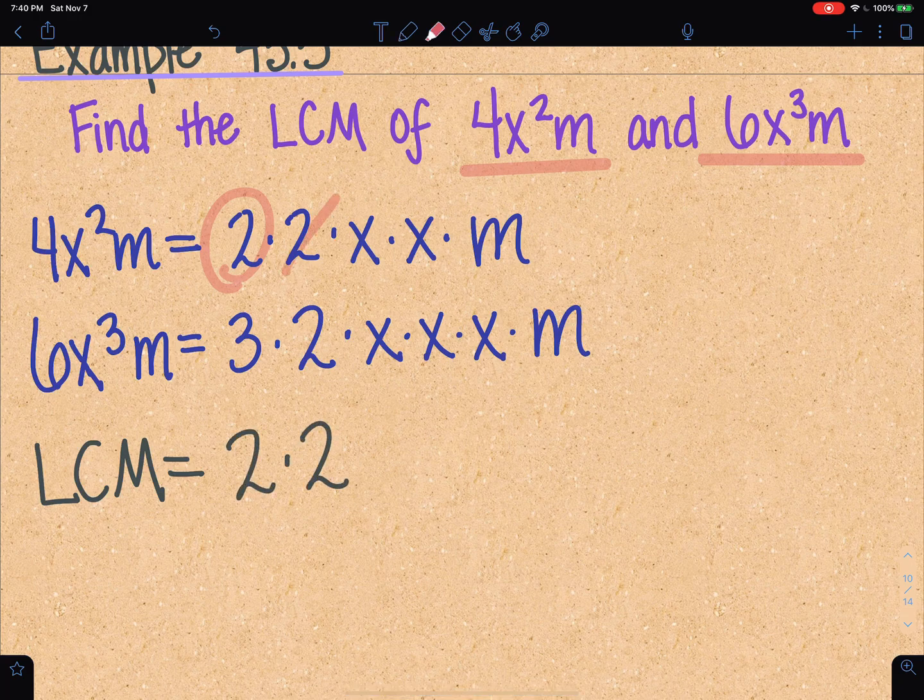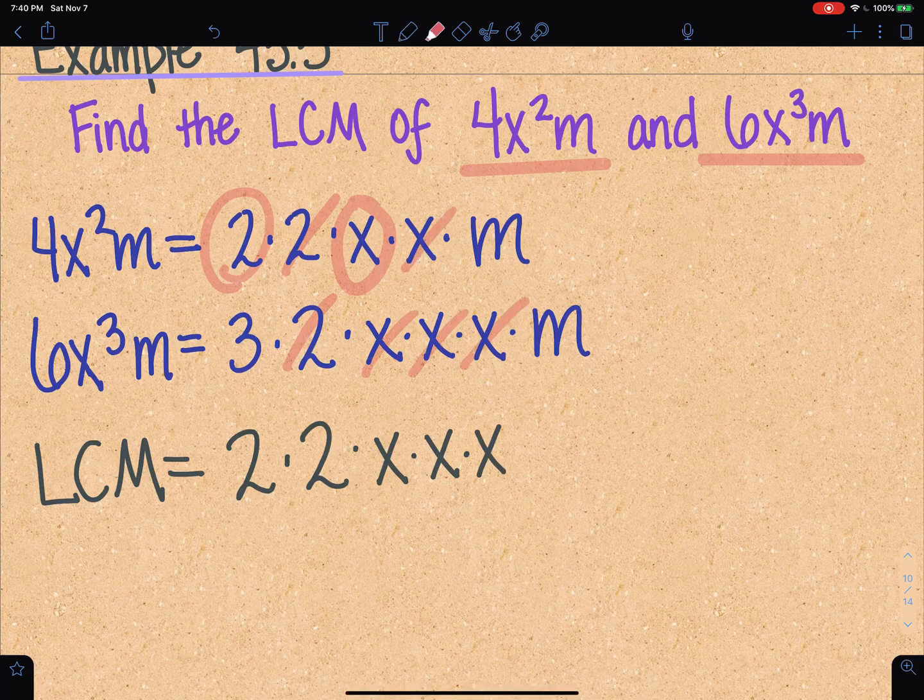Now I took care of this and this. Now let's do the x's. I scan through, I have 2 x's here and I have 3 x's here. So I need to write it 3 times: x times x times x. Now I took care of all these x's.